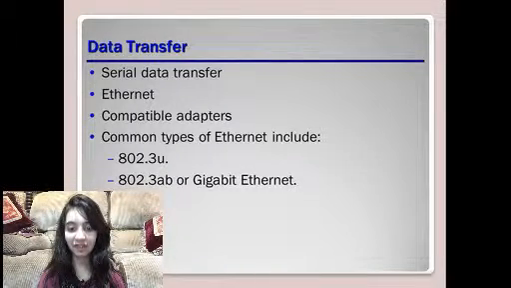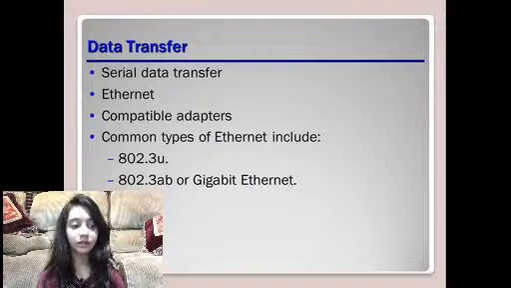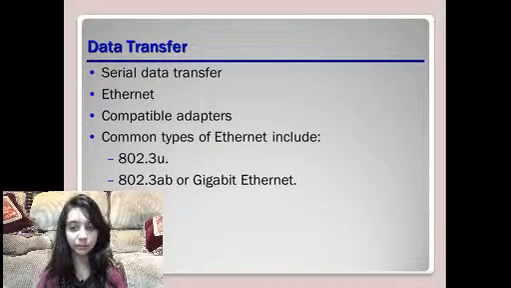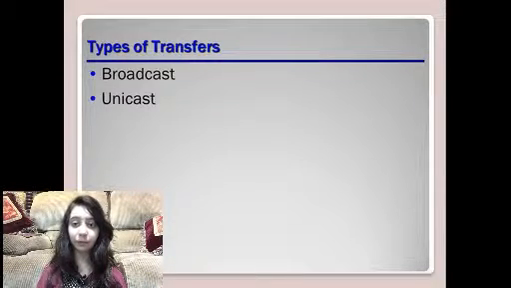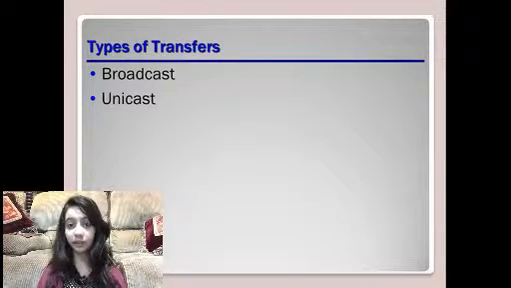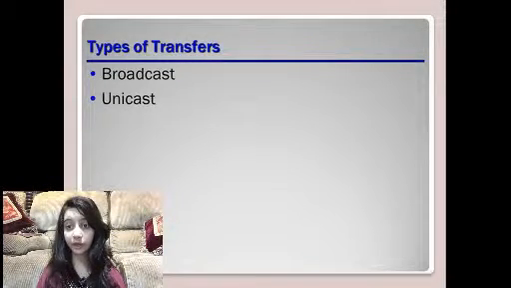Common types of Ethernet include these. Types of transfers. There are two types, broadcast and unicast. Broadcast has the data sent to every other host on the network. Unicast has data sent to one host only.